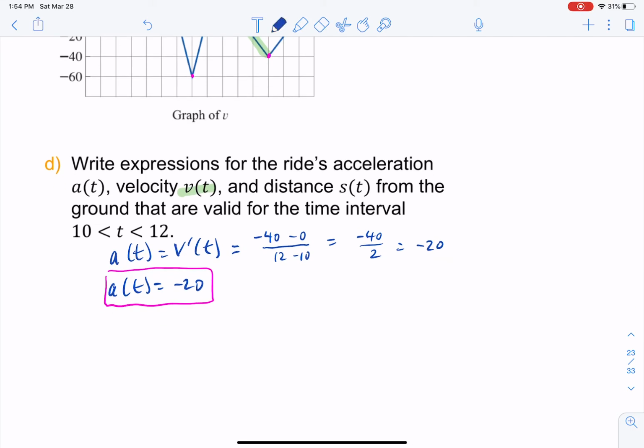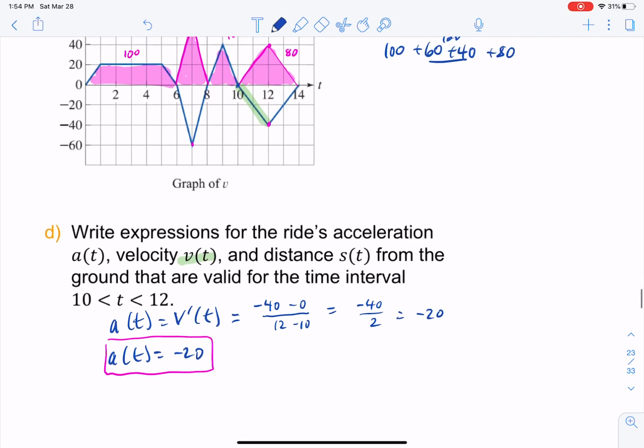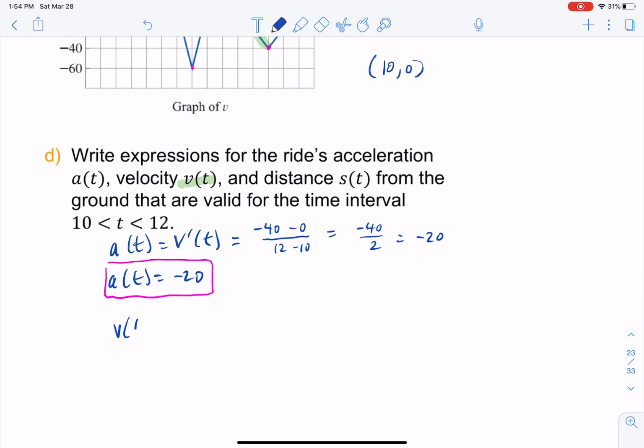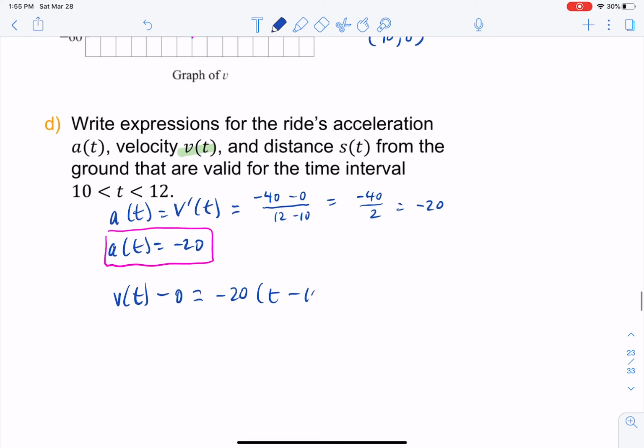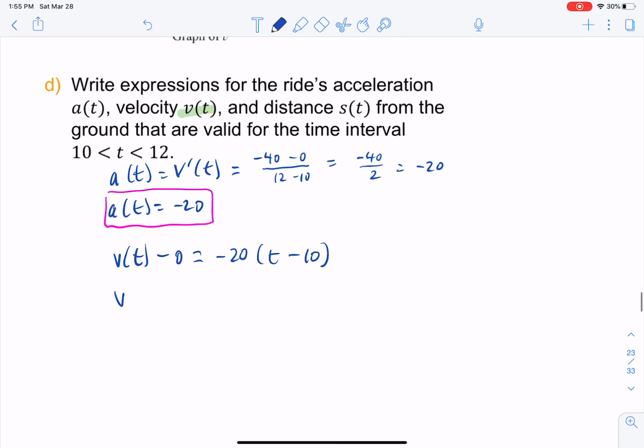So for my velocity function, I'm going to do this in point slope form using the point 10, 0. So this is velocity, which is like my y, minus 0, is equal to my slope, which we just found is negative 20, times my t value, minus my initial condition, 10. Which means our velocity function is simply equal to negative 20t plus 200 when we distribute that through.